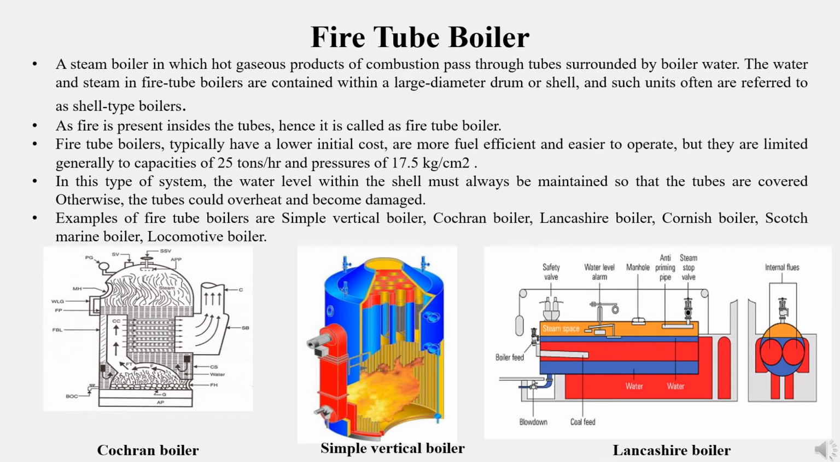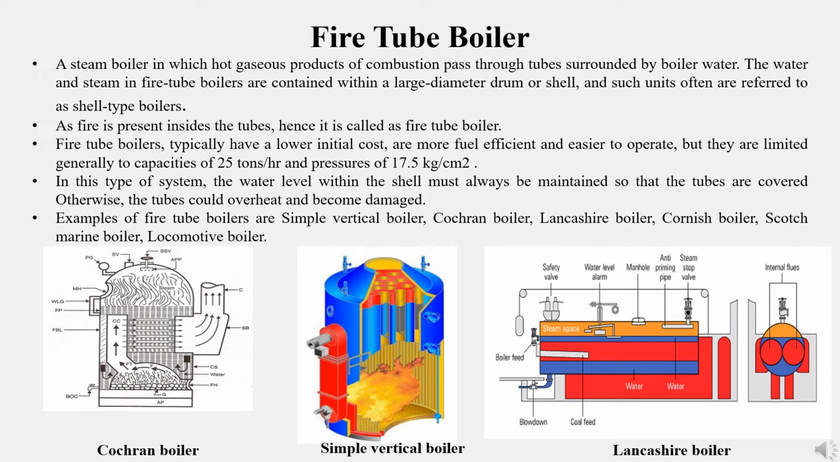Fire tube boiler. A fire tube boiler is a boiler in which hot gases of combustion pass through tubes surrounded by boiler water. The water and steam in fire tube boilers are contained within a large shell, and these units are usually referred to as shell-type boilers. Fire tube boilers typically have a lower initial cost and are more fuel efficient and easier to operate, but they are limited to lower capacities of 25 tons per hour when compared with water tube boilers.